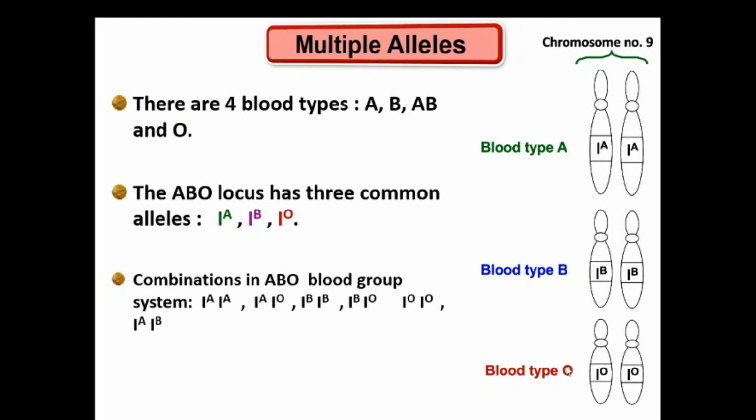But it is different for blood type O. The only genotype that you can find for individuals with blood type O is IOIO, which can also be written as small i small i. And for individuals with blood type AB, the possible genotype is IAIB.